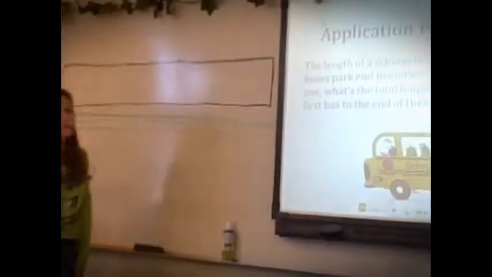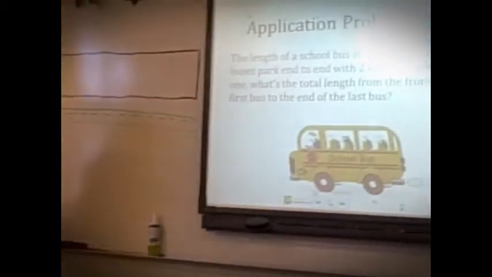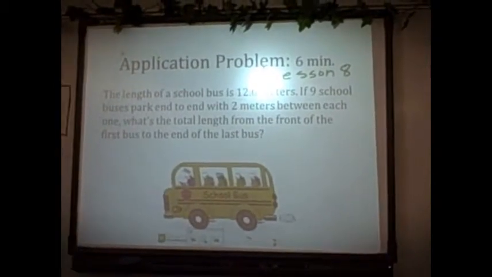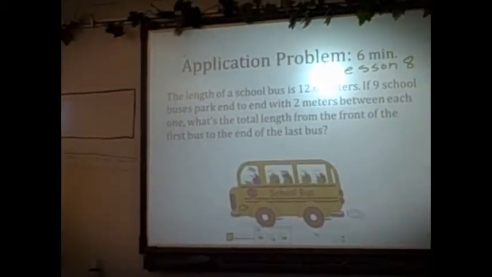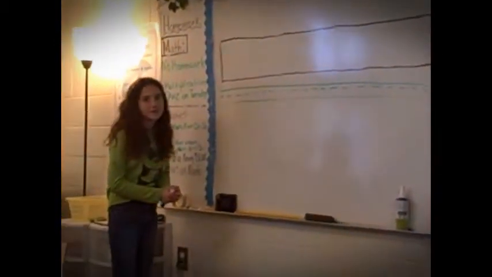Well, I'll read my problem. The length of a school bus is 12 and 6/10 meters. If 9 school buses park end to end with 2 meters between each one, what's the total length from the front of the first bus to the end of the last bus? So I'm going to draw a model to help me solve this problem.